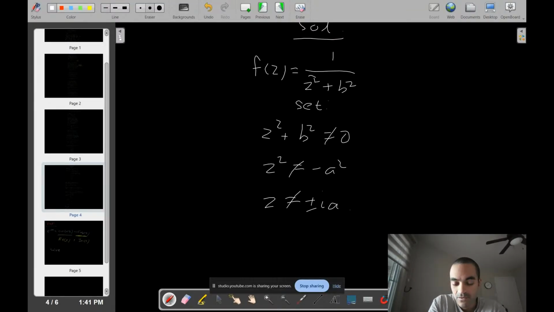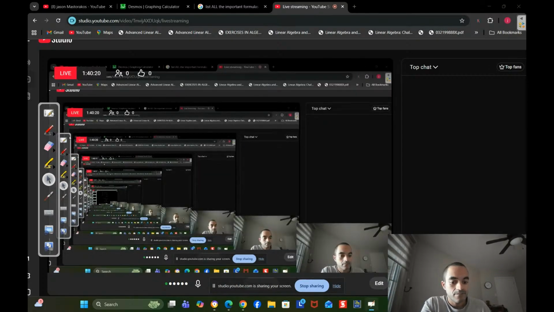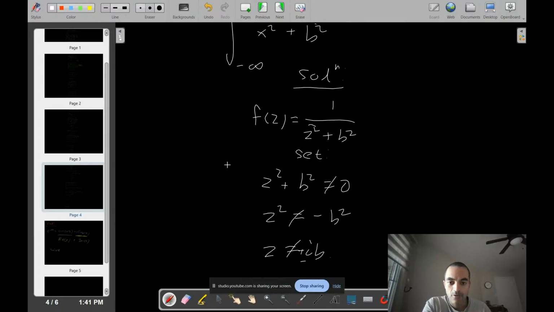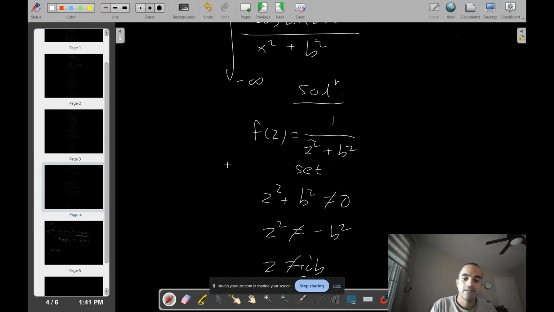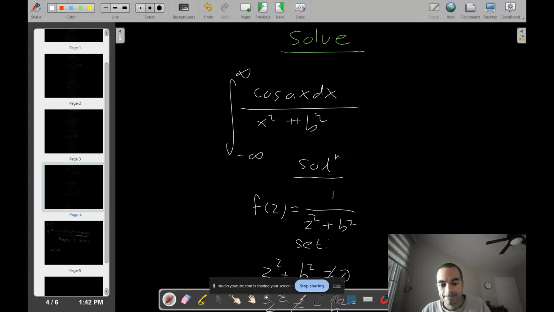So z squared plus b squared equals 0, so z squared is negative b squared, and z equals plus or minus ib, because it's the square root of a negative, an imaginary number. Okay, so we've got that. The next part here is, now I'm going to do something else. Yes, the singularities, the poles, are important. However, I need to do something.